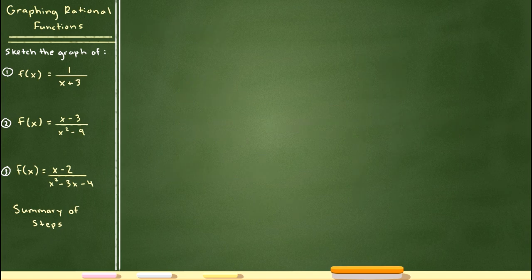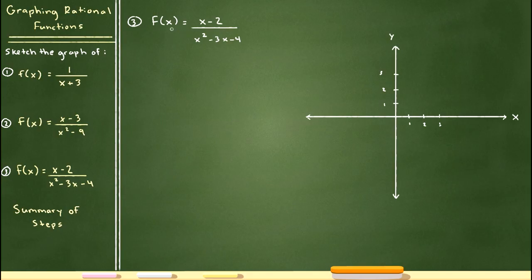So now, let's go ahead and take a look at example number 3. We have f of x is equal to x minus 2 over x squared minus 3x minus 4. When looking at these rational functions, again, we want to start with factoring if at all possible. We can't factor the numerator, that's going to stay as x minus 2. But the bottom is going to factor as x minus 4 times x plus 1. By factoring it, we're going to see the restrictions on our domain much easier.